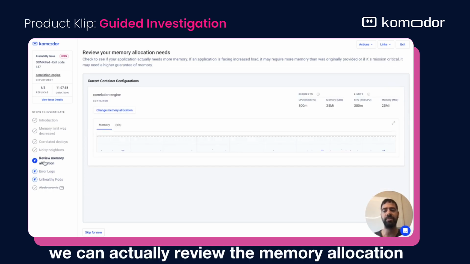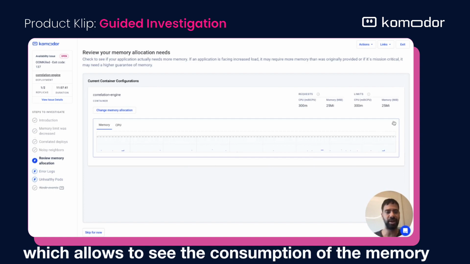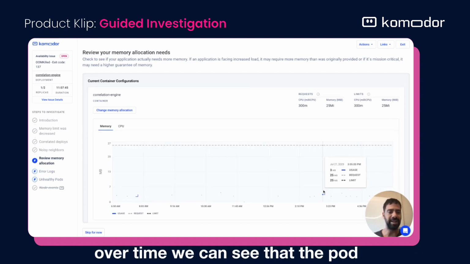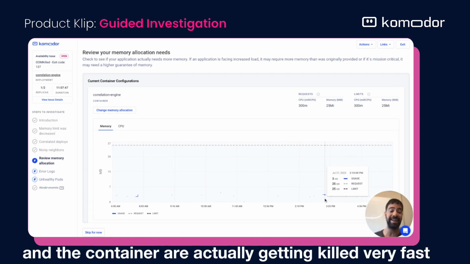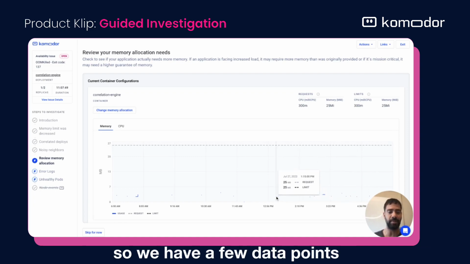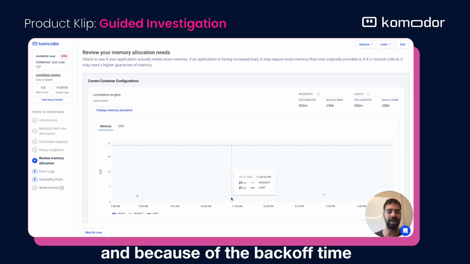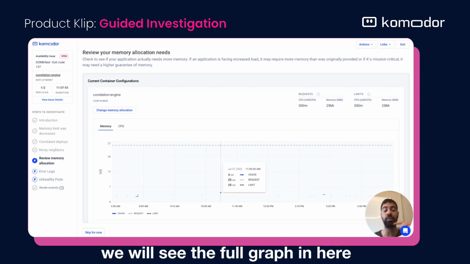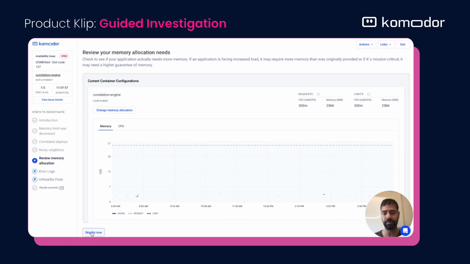We can actually review the memory allocation, which allows us to see the consumption of the memory over time. We can see that the pod and the container are getting killed very fast, so we have a few data points, and because of the short time, it looks like a few dots, but for a long-running service, we will see the full graph in here.